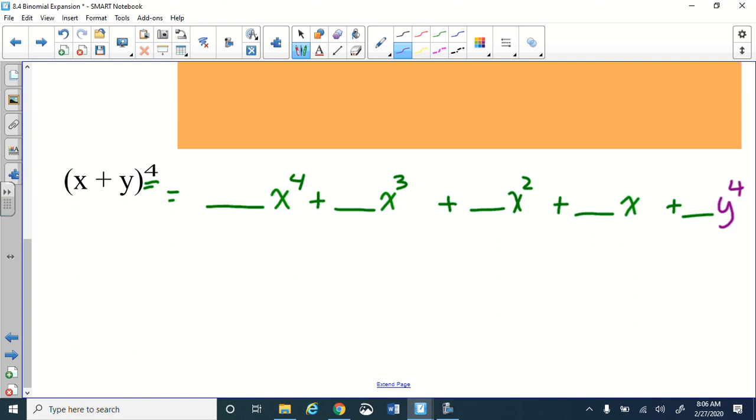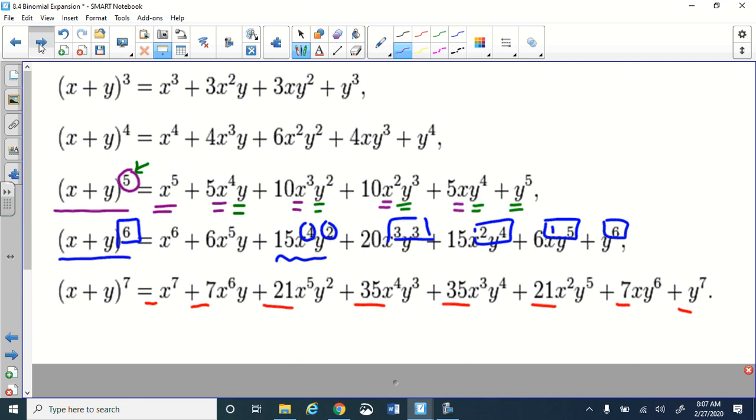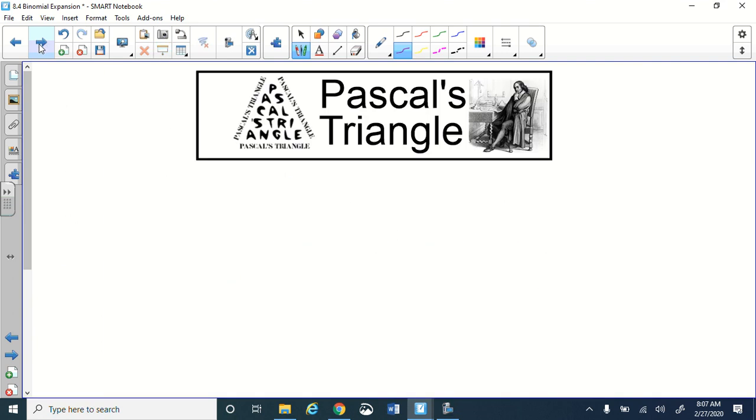And as I move to the left, it's going to decrease by 1 each time until it finally goes away. So wow, that was quick, right? Now we need to fill in the coefficients. So we need to notice a pattern with the coefficients. And so instead of looking at all the expansions that we just looked at, we're going to talk about something that's called Pascal's triangle.